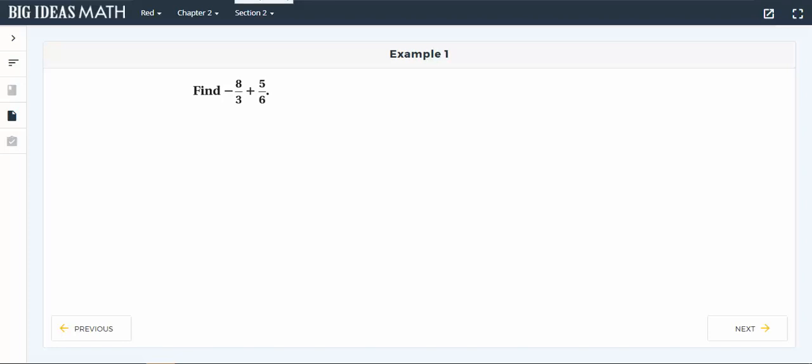In example 1, we're supposed to find -8/3 plus 5/6. Remember when we have one of each, a negative and a positive, we're actually subtracting instead of adding. And of course, the first thing you can do is always estimate.